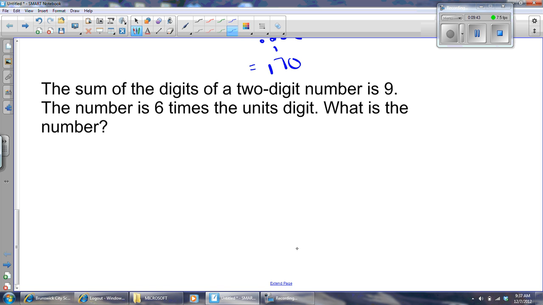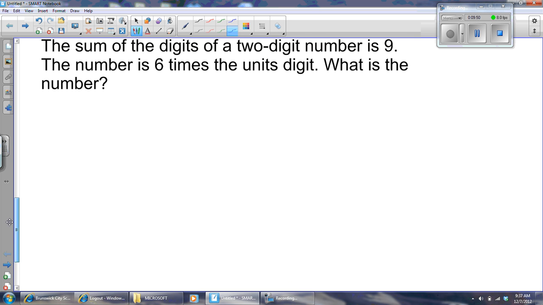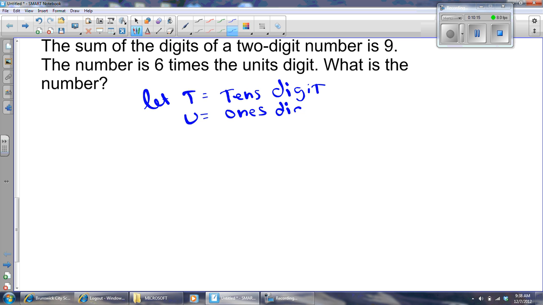The sum of the two digits of a two-digit number is 9. Okay, well, what does that mean? Hold on one second here. What that means is we're going to define variables. We're going to let t be the tens digit. So let t equal the tens digit, and then we're going to let u equal the ones digit. If you're wondering why I didn't use an O, you should think about it. It makes sense. It looks too much like a 0.